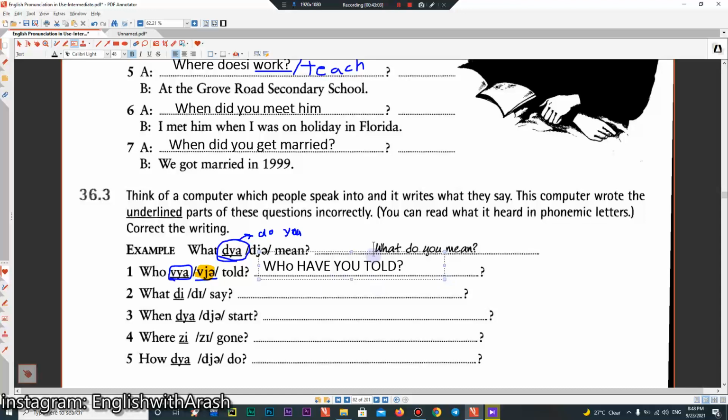But the speaker is not a robot. The speaker doesn't say who have you told. The speaker says who've you told. Who've you told. Who've ya. That's ve and ya. Who've you told. So that's why the computer didn't understand it. Let's go to number 2.